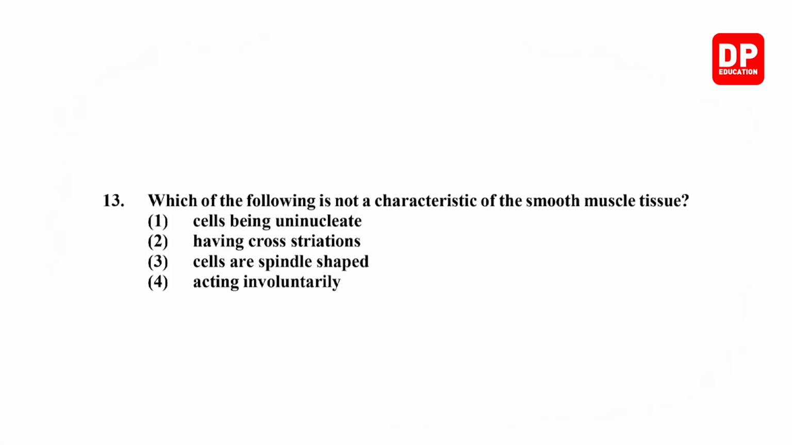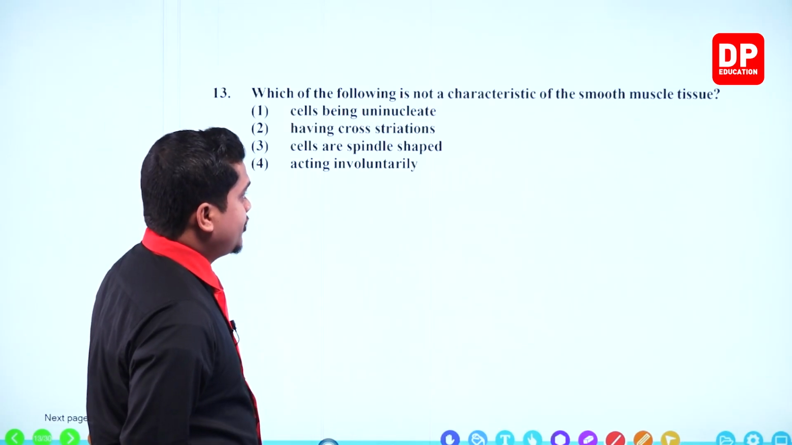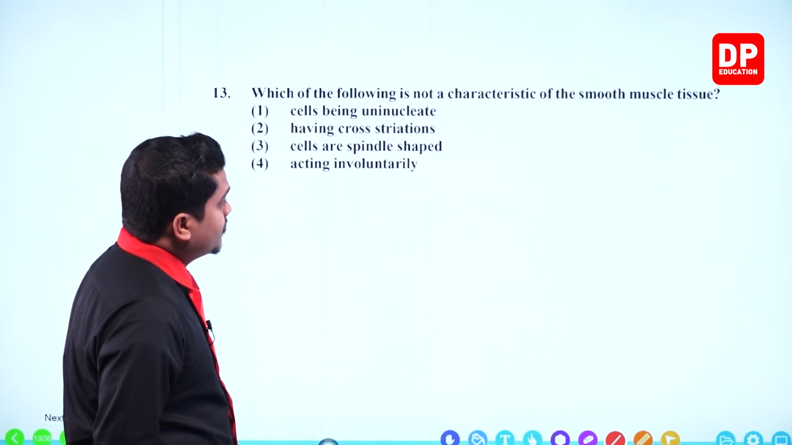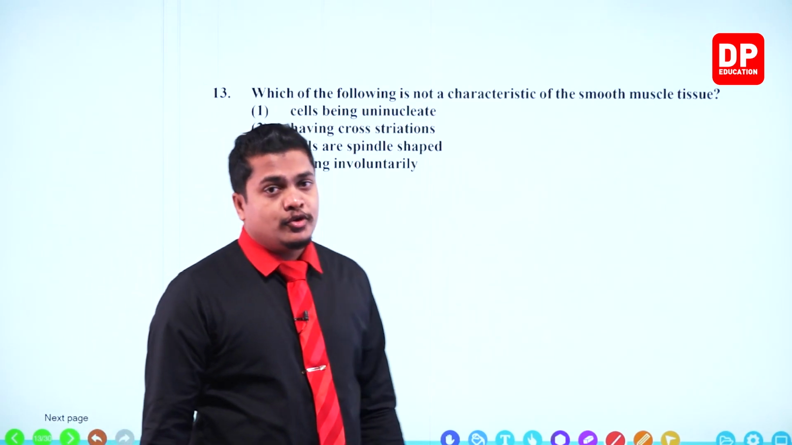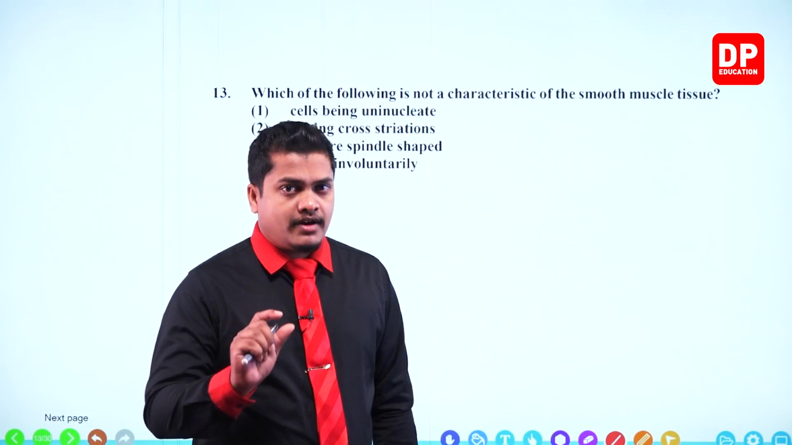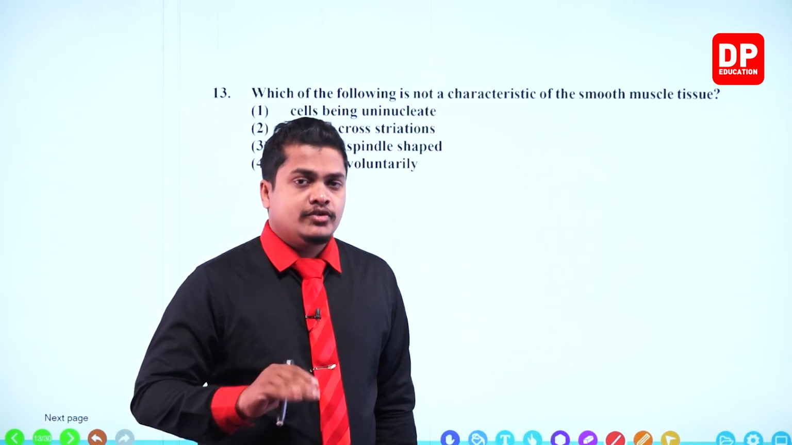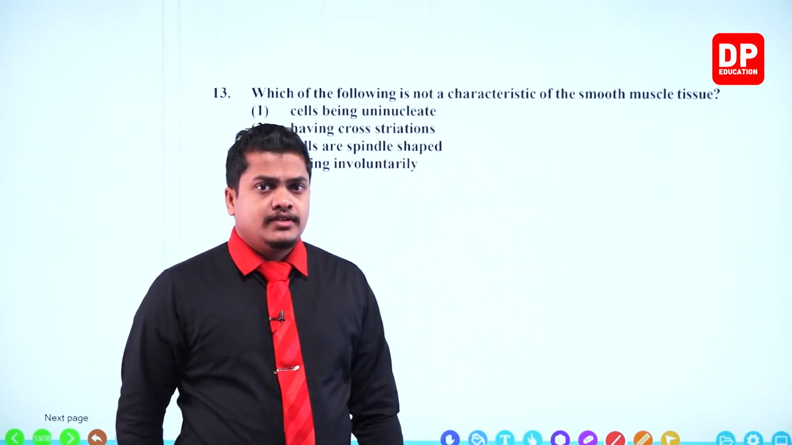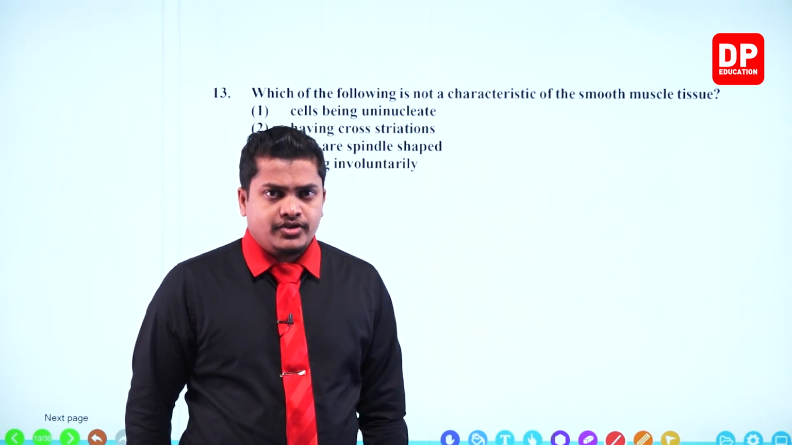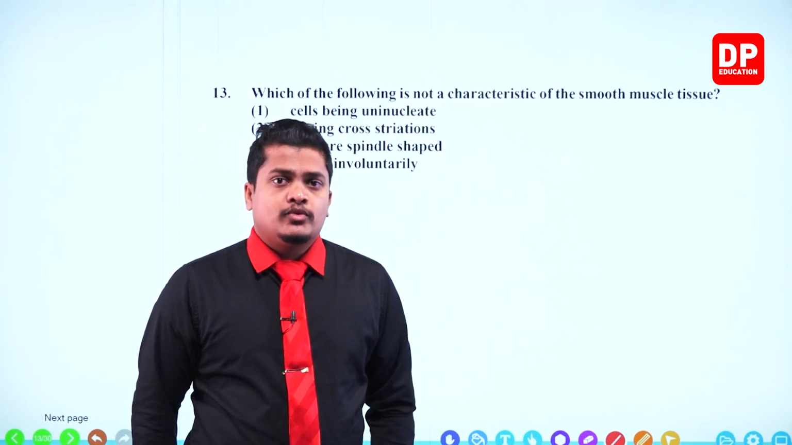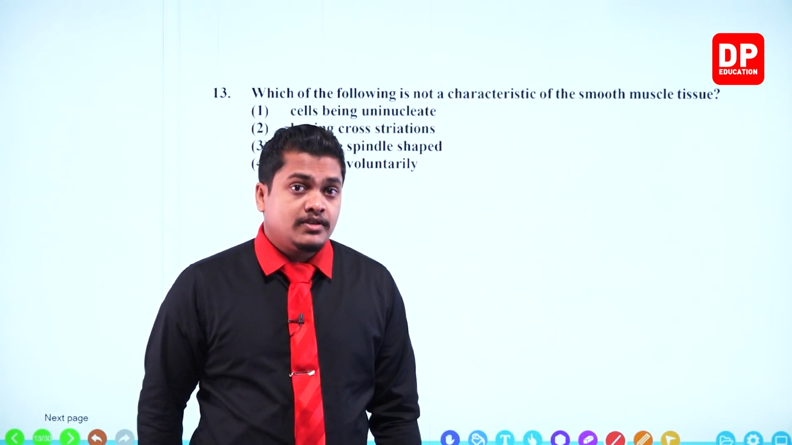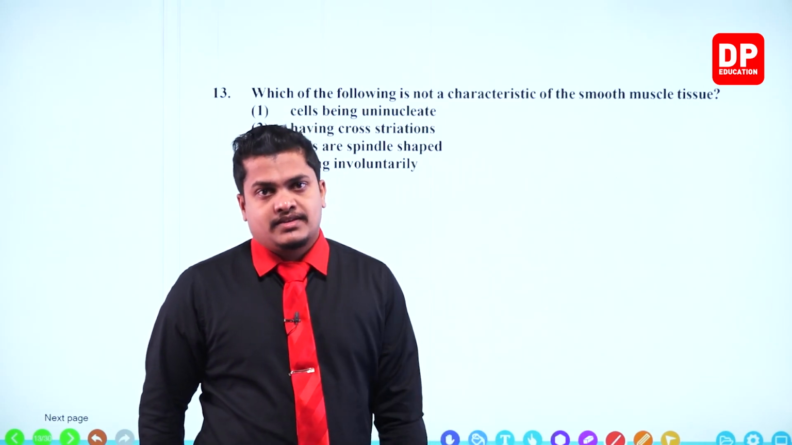Right then. Question number 13. Which of the following is not a characteristic of a smooth muscle tissue? Not a feature, not a characteristic. Let's see. Cells being uninucleate. Uninucleate means, my dear children, it contains only one nucleus. So it's correct. Having cross striations. Do smooth muscle cells have striations? Of course not. That's why they are referred to as smooth muscle cells, because those surfaces are smooth. Striations are observed in cardiac muscle tissues and skeletal muscle tissues.